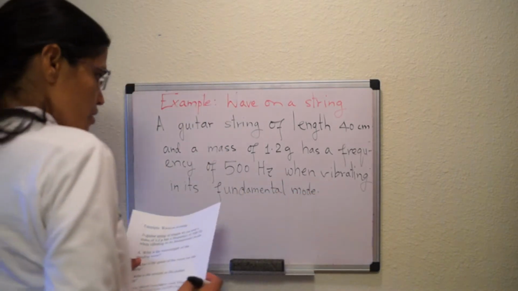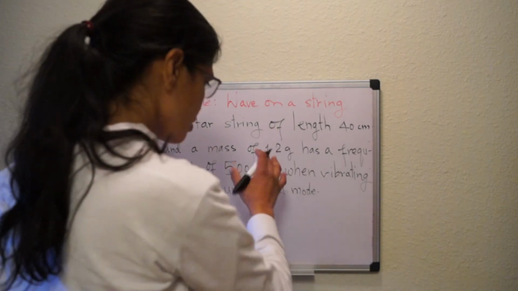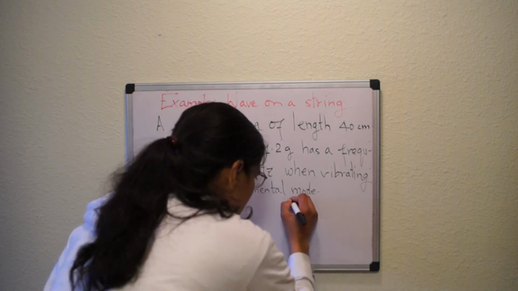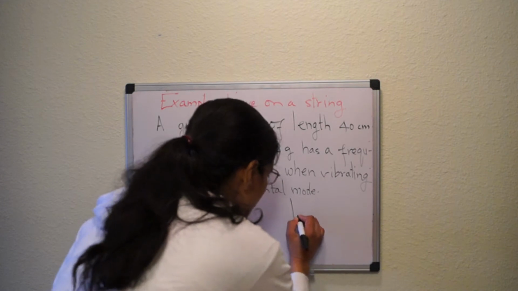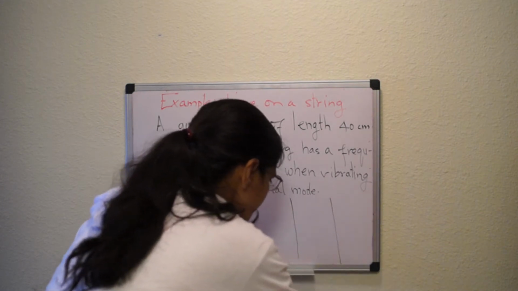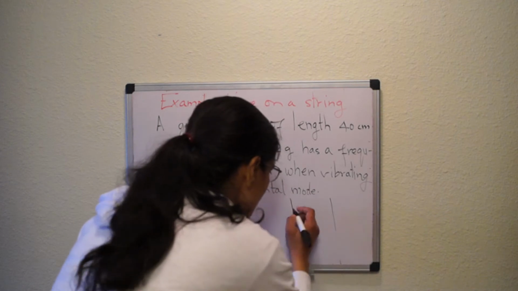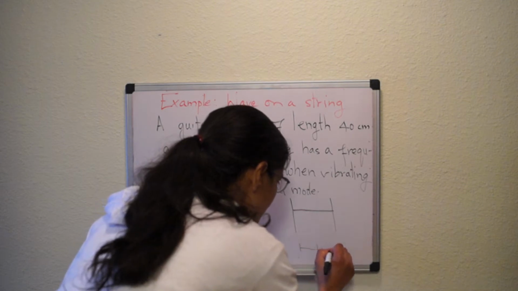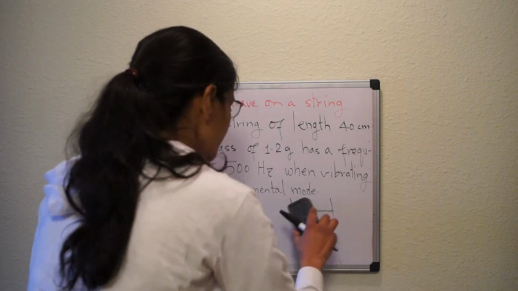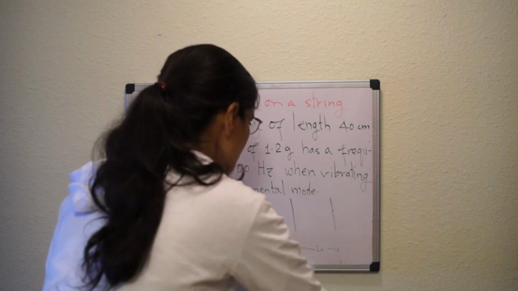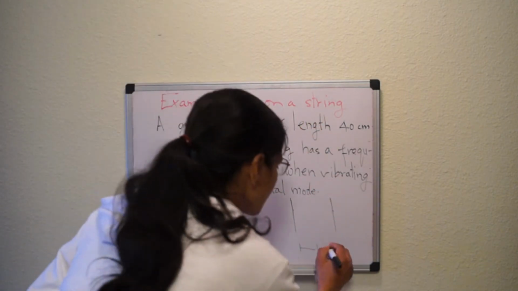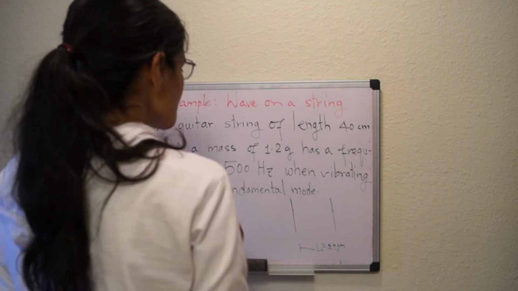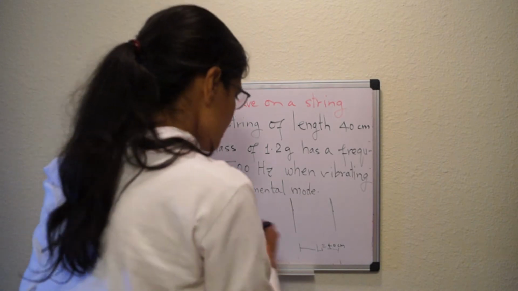Okay, so I'm just going to draw this diagram here quickly before we start looking at the questions. This is a string, so I'm going to put some boundary here. Boundary here, it has some length, right? So this part here is the length L, and this is in fundamental frequency. So a guitar string of length L equal to 40 centimeter, and a mass of 1.2 grams.